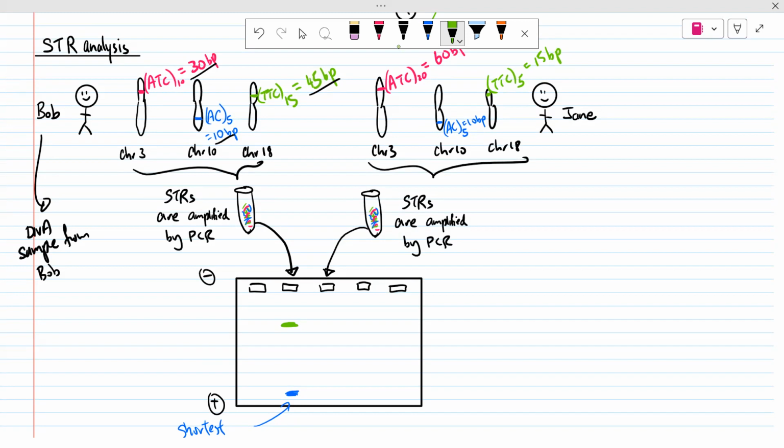And then the 30 is gonna be somewhere in between the green and the blue, but probably closer to the green, right? Because 30 is closer to 45 than it is to 10. So this is what Bob's sample is gonna look like. He's gonna have 3 lines at those locations.